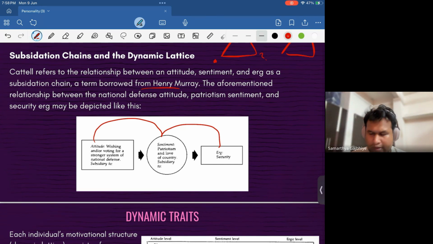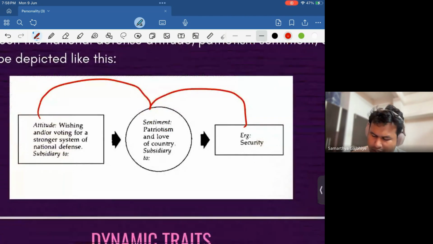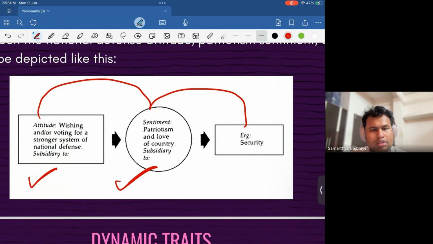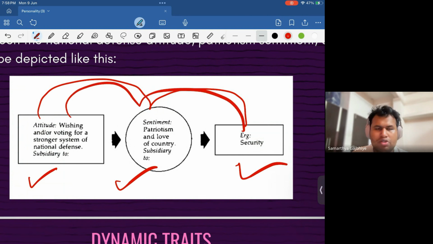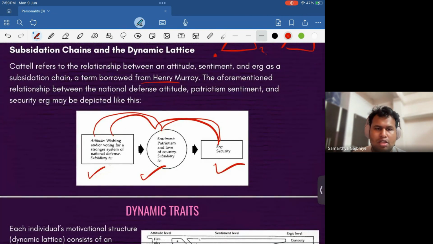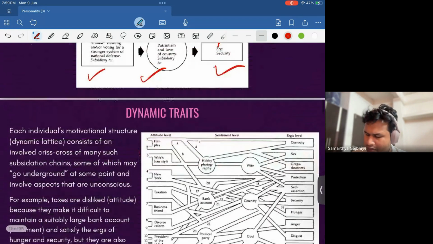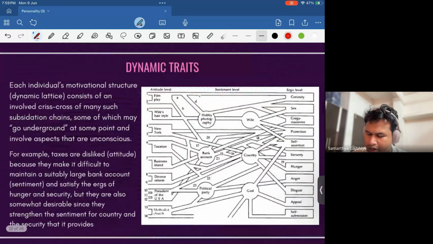Okay, so let's see an example. What is a subsidization chain? Wishing and voting for a stronger system of national defense is an attitude. Sentiment is patriotism and love for country, and erg is security. So this relationship is known as a subsidization chain. What is a dynamic lattice? Different connections of subsidization chains is known as a dynamic lattice.